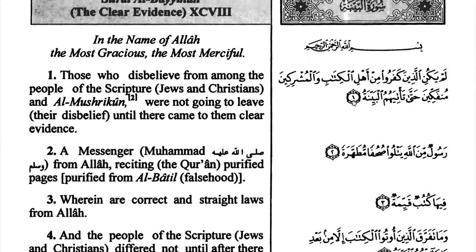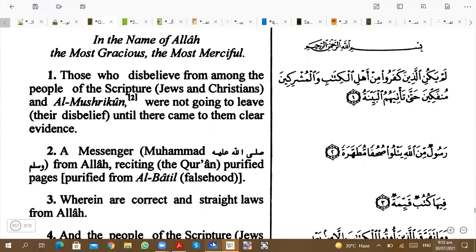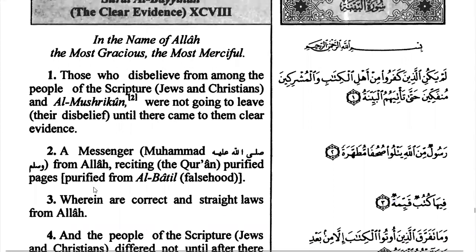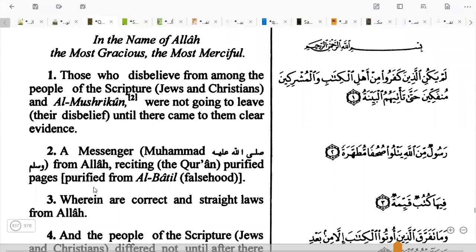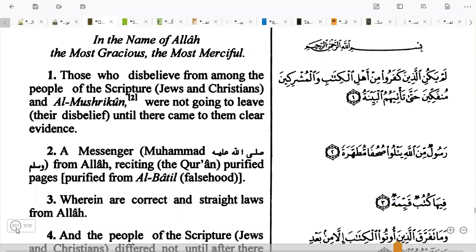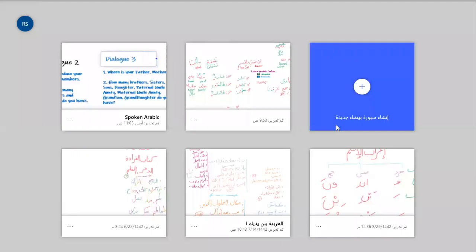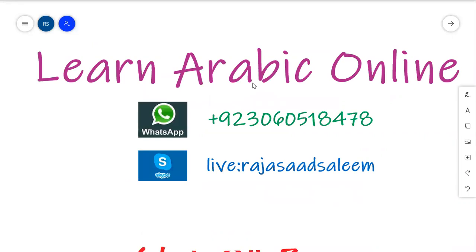Whole Holy Quran. What kind of whole? Like this whole book, the complete Quran. You will memorize the complete Quran. It has around 850 pages. You will memorize the 850 pages. It's spelled W-H-O-L-E. Okay. Any question? No.